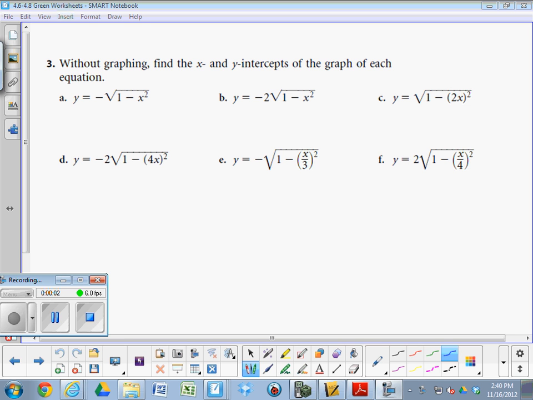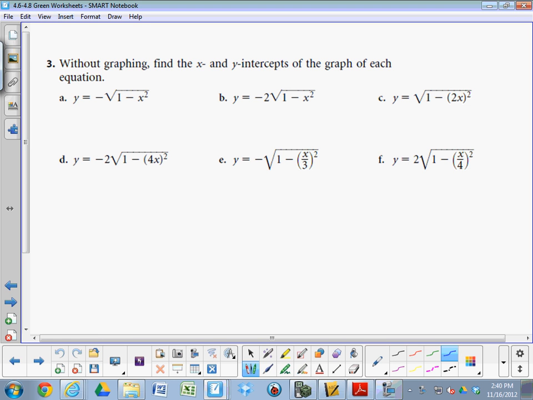On 4.7, number 3, they ask for the x and y intercepts of these graphs. Very key points on a graph as you move through algebra and into pre-calculus is where do they cross the x and y axis? That's what x and y intercepts are. So keep in mind a couple of basic points.